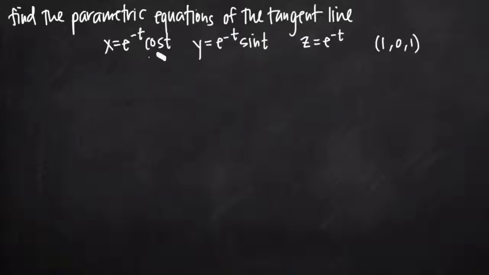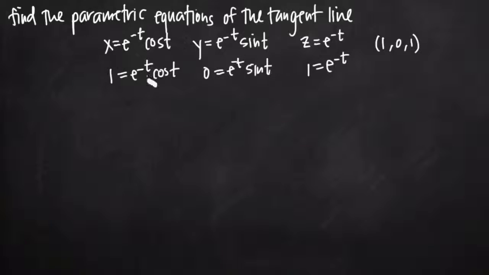The way that we're going to do that is by setting each of these equations equal to the corresponding value in this coordinate point. So 1 here is the x value. We're going to replace x with 1 and say 1 equals e to the negative t cosine of t. Then we have a y value of 0, so we replace y with 0 and say 0 is equal to e to the negative t times sine of t. And then our z value is 1, so we'll replace z with 1 and get 1 is equal to e to the negative t.